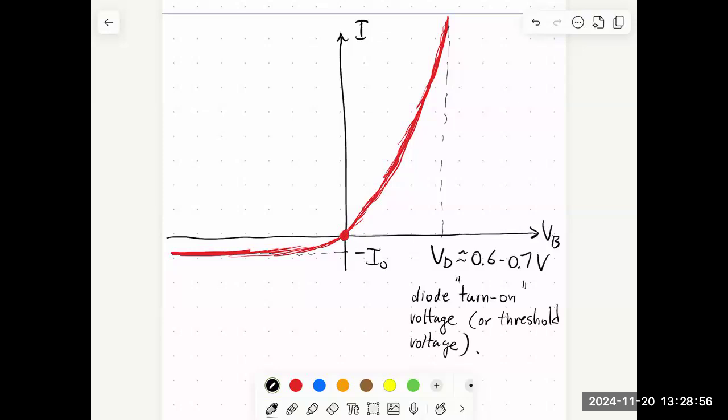For analyzing circuits, we often will make a simplified approximation for this. First, let me just say that I've exaggerated this negative current here. Remember, it's like picoamps, 10 to the minus 12. So it's really close to 0. I've just exaggerated to make the point that it's not exactly 0.